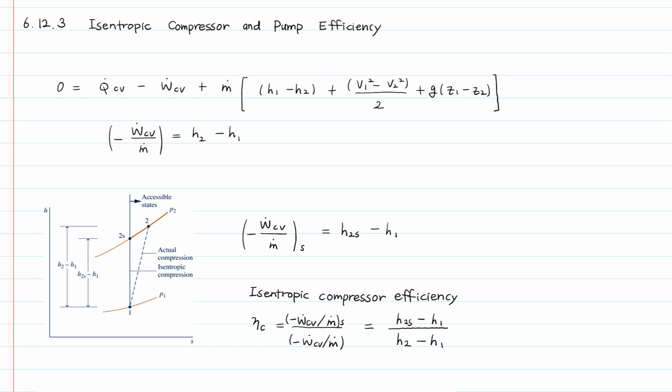6.12.3 Isentropic compressor and pump efficiency. Compressors and pumps are devices for increasing the pressure of a fluid. A compressor is used to increase the pressure of a gas. A pump is used to increase the pressure of a liquid.